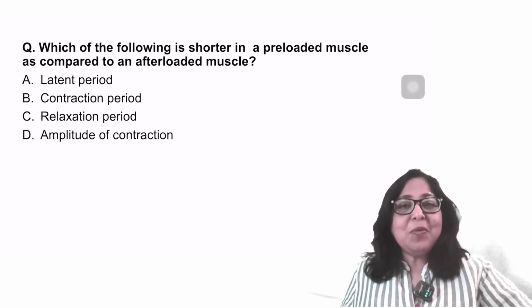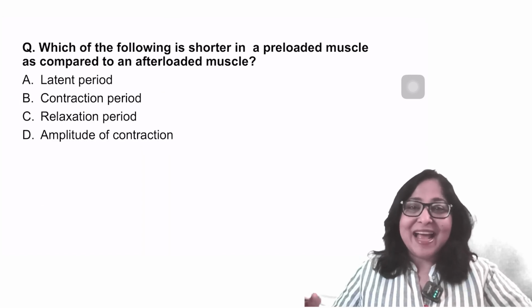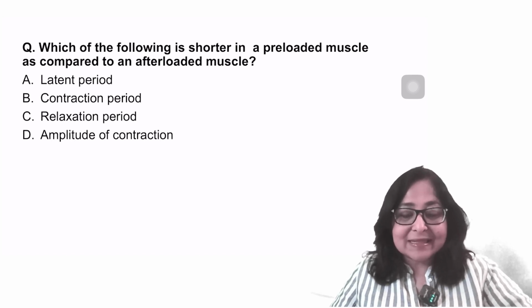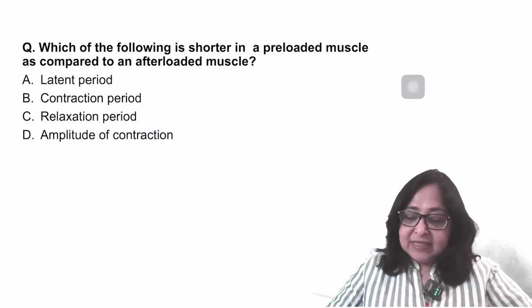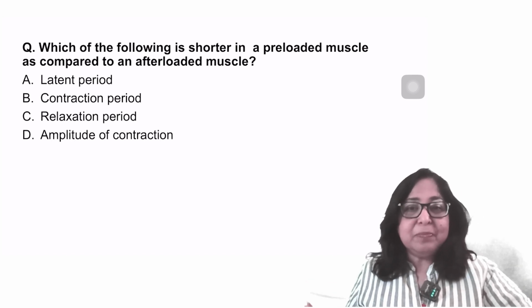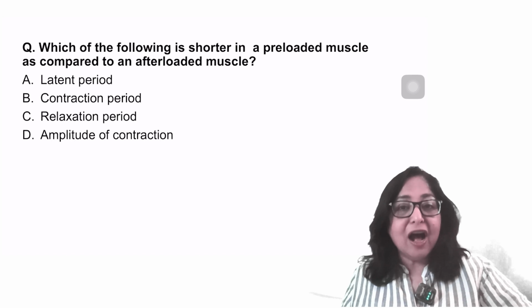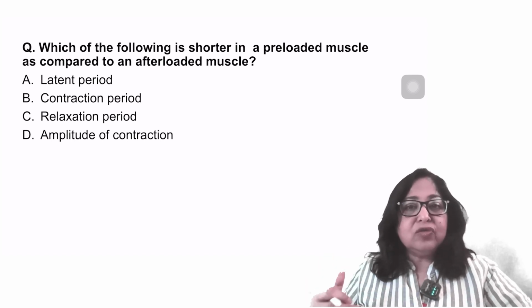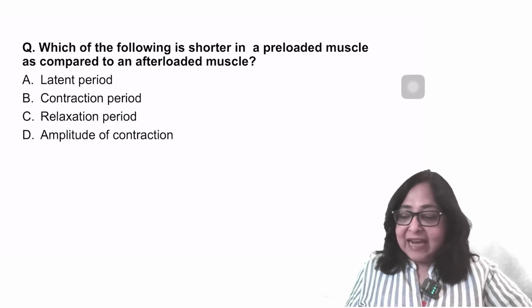Now there are so many requests to take on this topic of preloaded and afterloaded muscles. So let's have a look at this. Now this says, which of the following is shorter in a preloaded muscle as compared to an afterloaded muscle? Now there is a latent period, contraction, relaxation period, and height of contraction. So let's first understand what is a preloaded state and what is an afterloaded state.